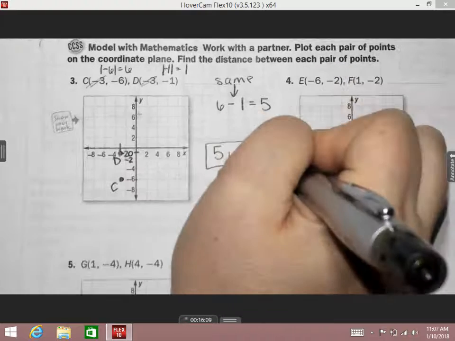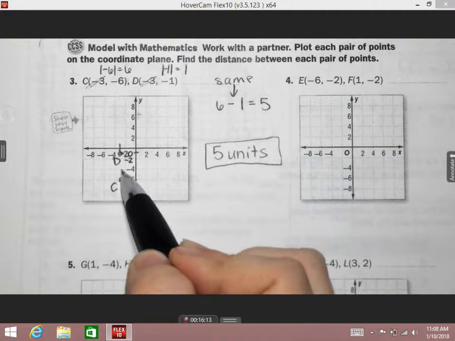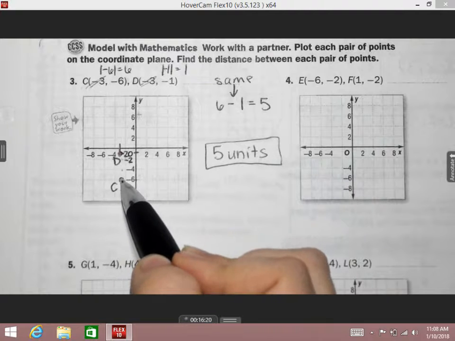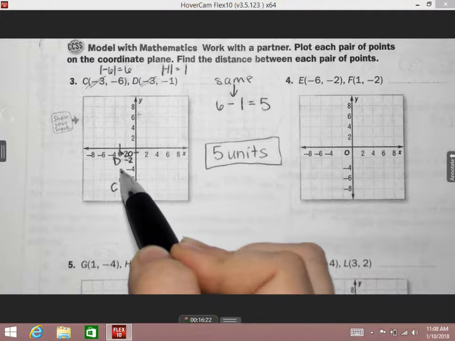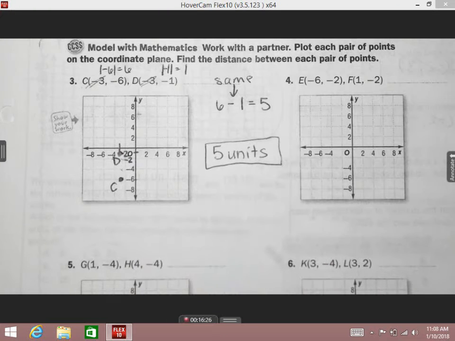So my answer here is 5 units. If I wanted to double check, remember this is numbered by 2's. So that would be 2, 4, and then that's only halfway there, so that would be 5. Or you could count it 1, 2, 3, 4, 5. All right. Yes, Ashai?